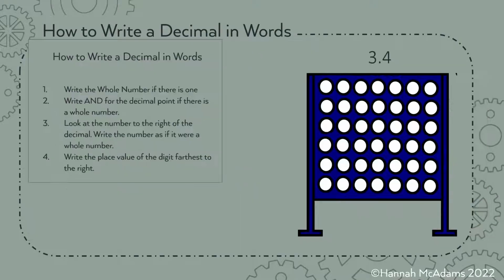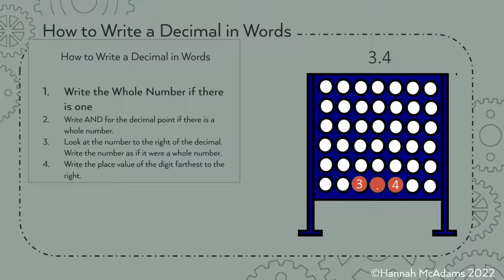Okay, so let's use this information. We have the number 3.4. Now, my daughter the other day was asked to write a decimal in words, and she wrote 3.4. That's not what your teacher wants, so don't do what she did. I will show you what your teacher wants. If you want, you can use this frame. That's kind of fun. All right, we're going to start with the first step.